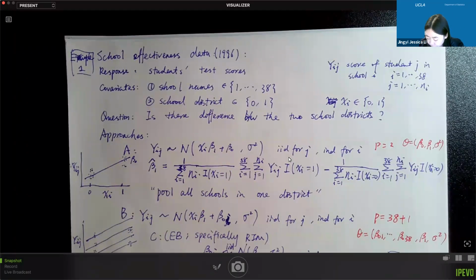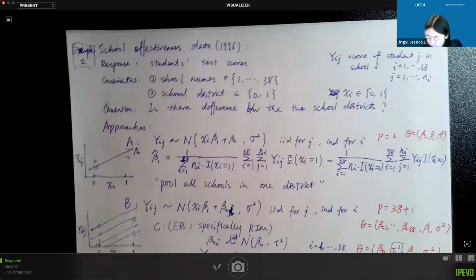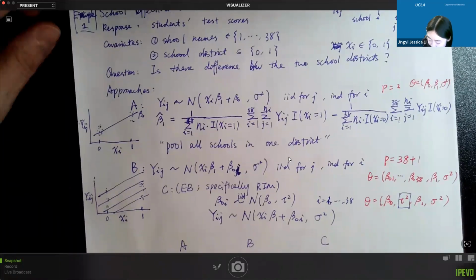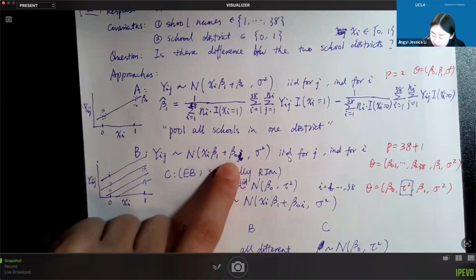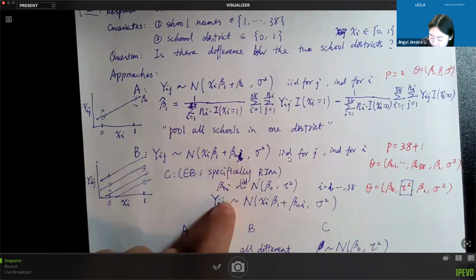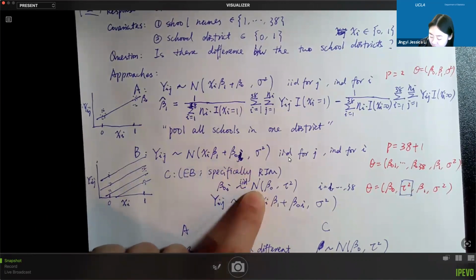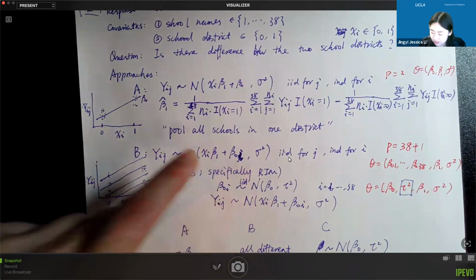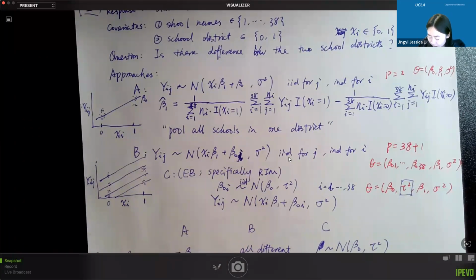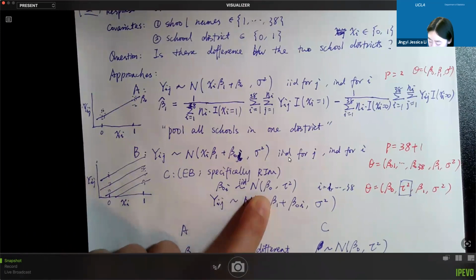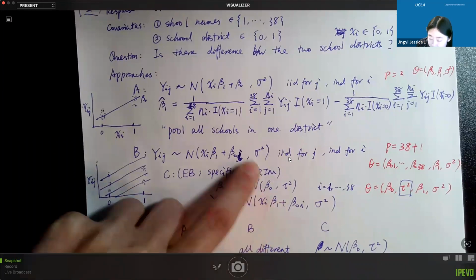So therefore, what makes sense is to use an intermediate approach. That is, we assume the school intercepts share a distribution. So beta 0 i follow a normal distribution. This is a strong assumption on how the school intercepts are alike, or how they are distributed in relation to each other. So we're assuming that they are from one normal distribution with a common mean beta 0. So this beta 0 essentially has the same meaning as the common intercept.